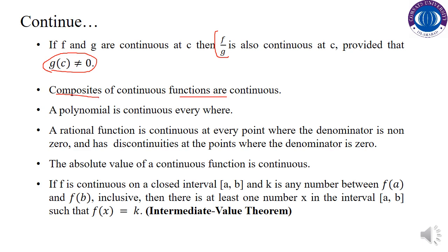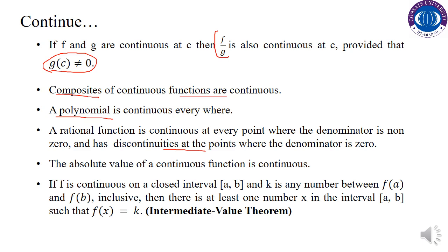A polynomial is continuous everywhere. Polynomials are continuous at every point. A rational function is continuous at every point where the denominator is non-zero, and has discontinuities at points where the denominator is 0. At points where the denominator is non-zero the rational function is continuous, and at points where the denominator is 0 the rational function is discontinuous.